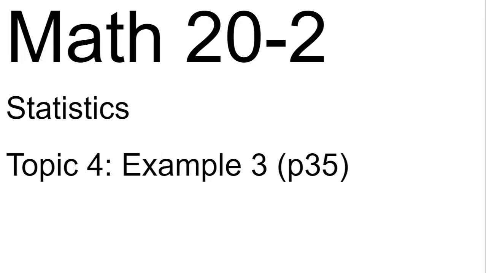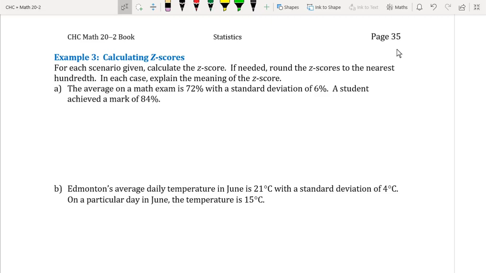This is Math 20-2 Statistics, Topic 4, Example 3 on page 35. In this example here, we'll be calculating the z-score. For each scenario given, calculate the z-score. If needed, round the z-score to nearest hundredth. In each case, explain the meaning of the z-score.